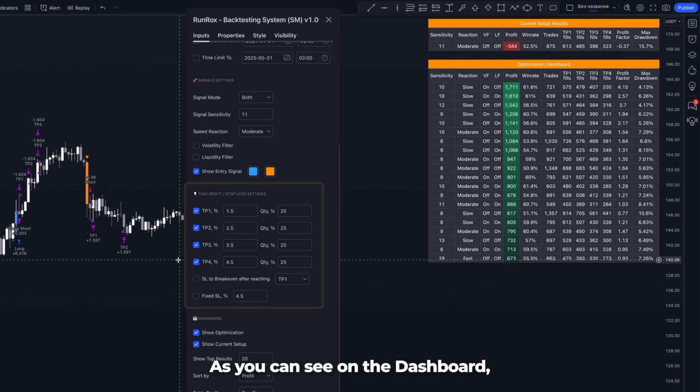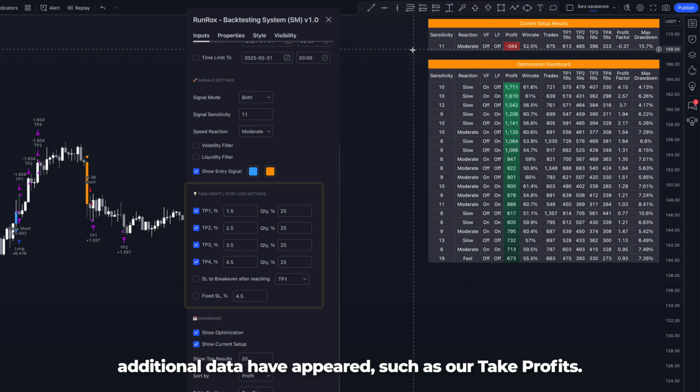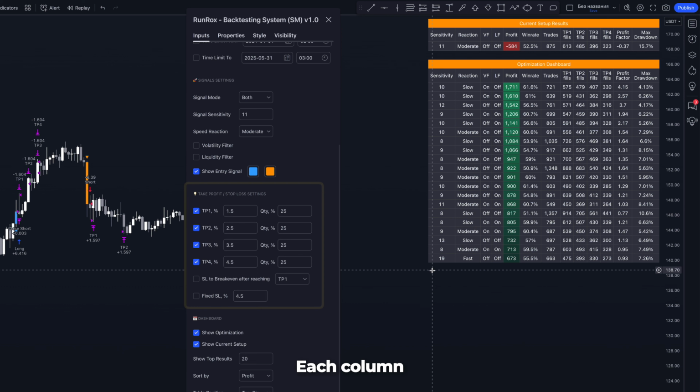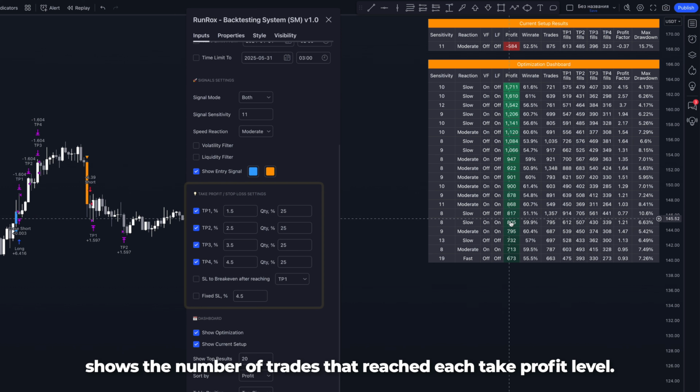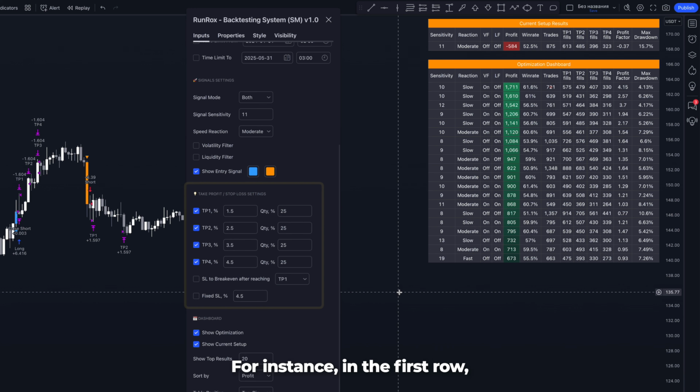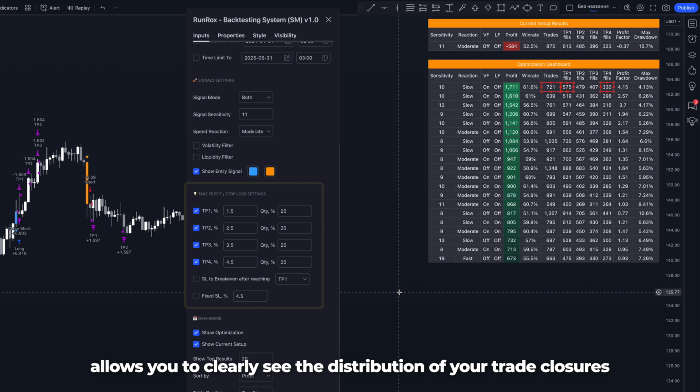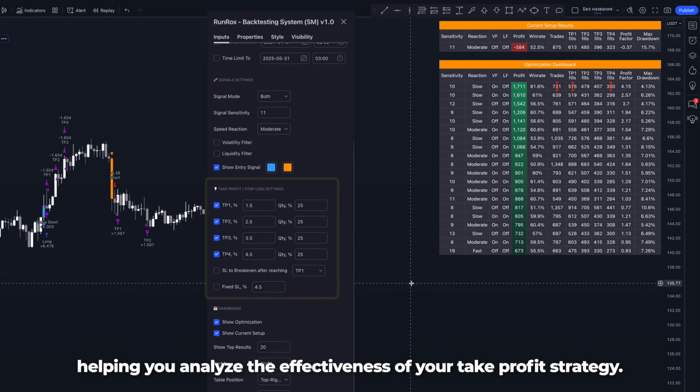As you can see on the dashboard, additional data have appeared, such as our take profits. Each column shows the number of trades that reached each take profit level. For instance, in the first row, there were 721 trades initiated, 575 of which reached TP1 and 330 reached TP4. This visual representation on the dashboard allows you to clearly see the distribution of your trade closures at different profit points, helping you analyze the effectiveness of your take profit strategy.